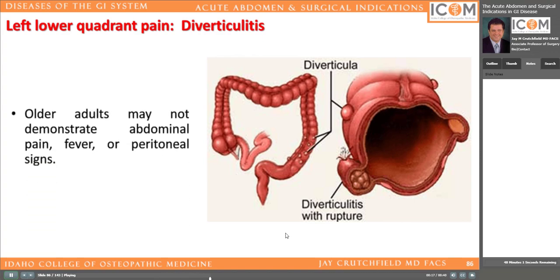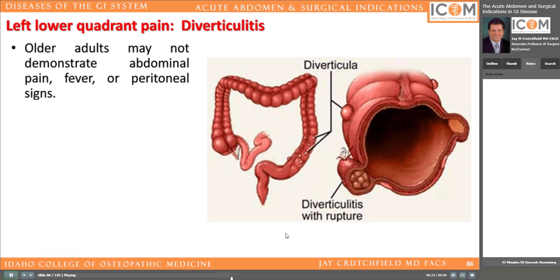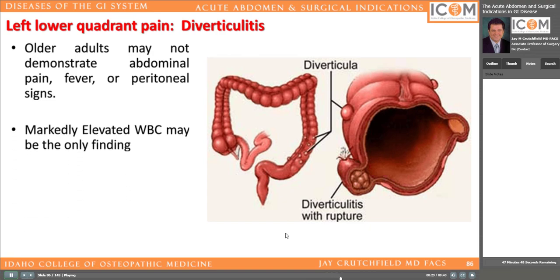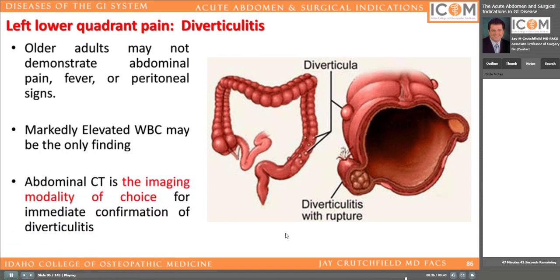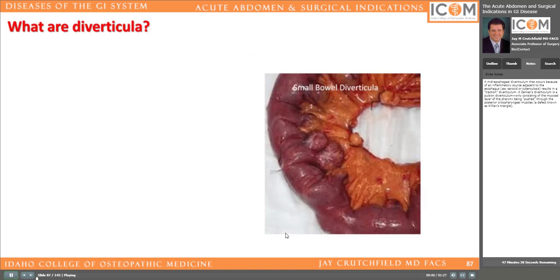Older adults may not demonstrate any abdominal pain, fever, or peritoneal signs with an episode of diverticular disease, specifically diverticulitis. A markedly elevated white count may be the only finding, and it's best diagnosed on CT scan. Abdominal CT is the imaging modality of choice for immediate confirmation of diverticulitis.